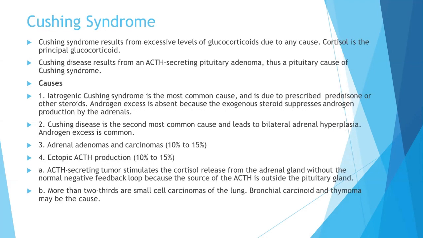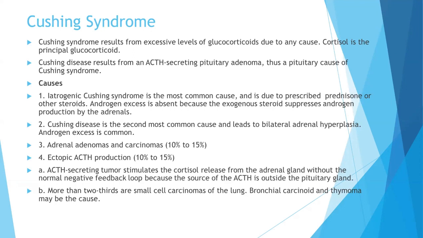So we will now just skim through some of the basic concepts regarding Cushing syndrome. So what is actually Cushing syndrome? Cushing syndrome results from excessive levels of glucocorticoids due to any cause, but cortisol is the principal glucocorticoid. Now, Cushing disease results from an ACTH secreting pituitary adenoma, so it is a pituitary cause of Cushing syndrome. So our patient typically had Cushing disease, right? Cushing syndrome and Cushing disease, don't confuse them much, okay?